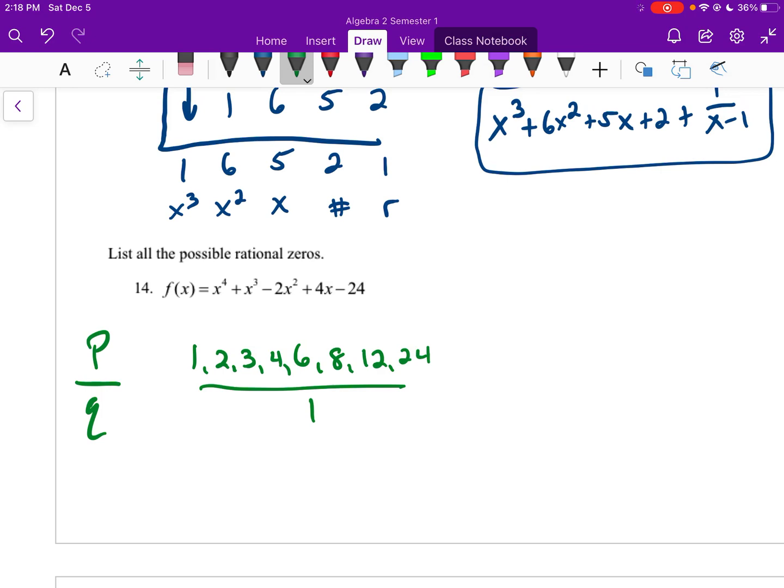For your factors, remember, how can I multiply and get 24? 1 times 24 is 24. 2 times 12 is 24. 3 times 8 is 24. 4 times 6 is 24. So those are your factors of 24.